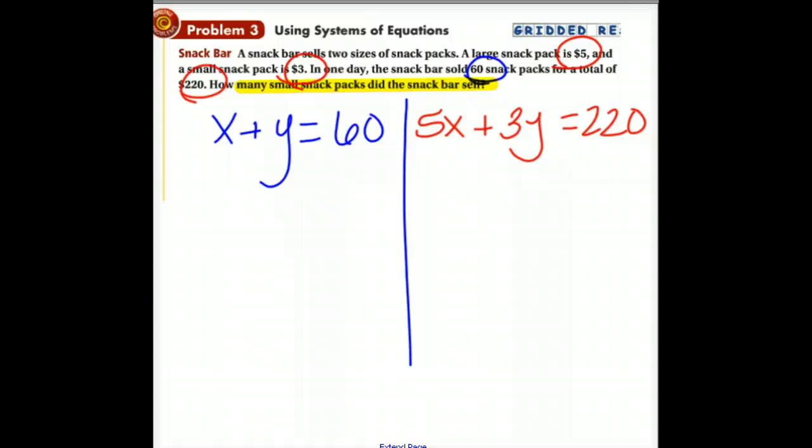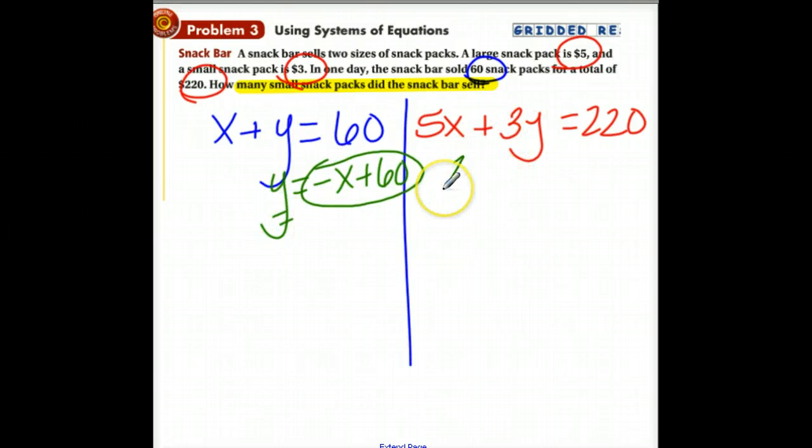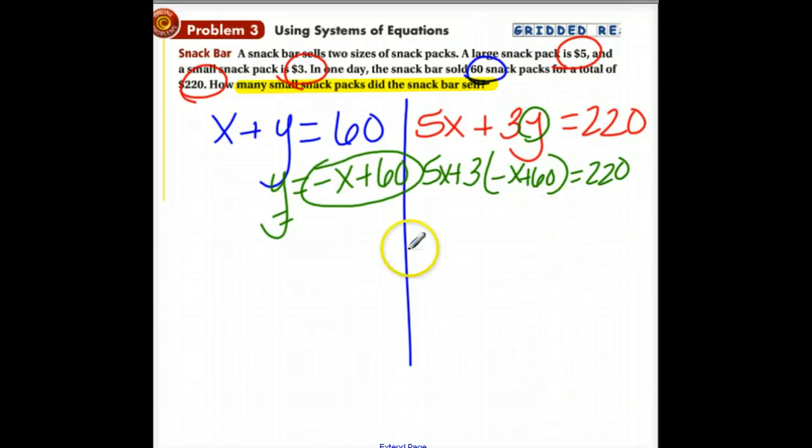Okay, so to do this, I'm going to use substitution. This first equation looks really simple to solve for a variable. I'm going to say y equals, subtract my x over, and there I have it. So now I'm going to substitute this portion, whatever the y equals, into this equation wherever I see a y. Okay, so here we go. 5x plus 3 times, here's my y, negative x plus 60 equals 220.